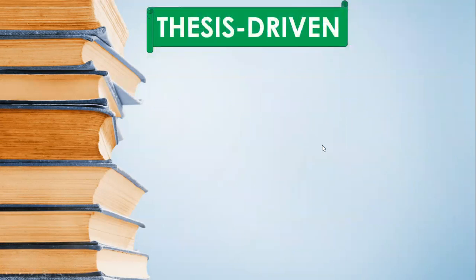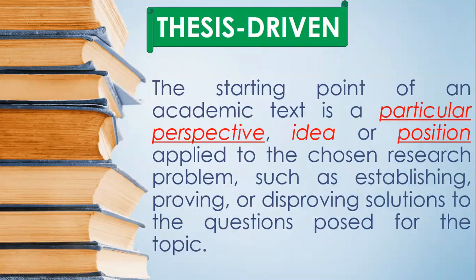Next is academic texts are thesis driven. So what is this one? The starting point of an academic text is a particular perspective, idea, or position applied to the chosen research problem, such as establishing, proving, or disproving solutions to the questions posed for the topic. In other words, your academic text should possess a thesis statement. Why? Because a thesis statement is the very main idea of what the whole academic text is about.